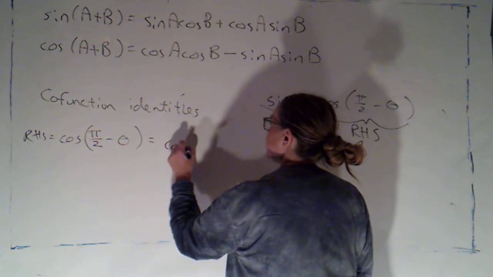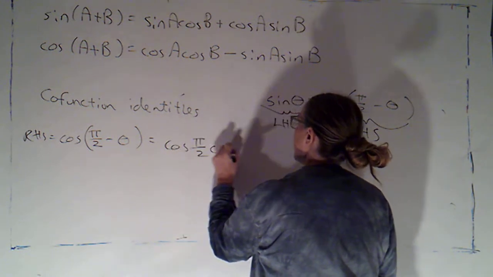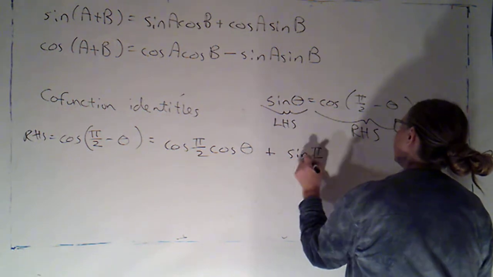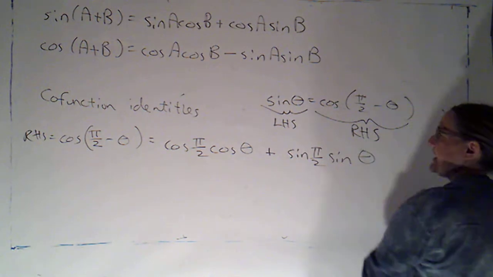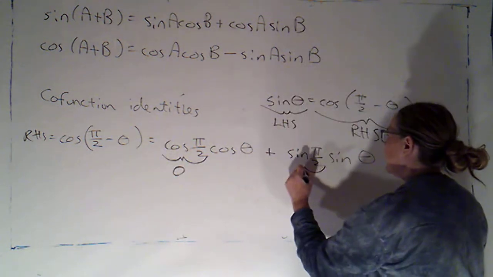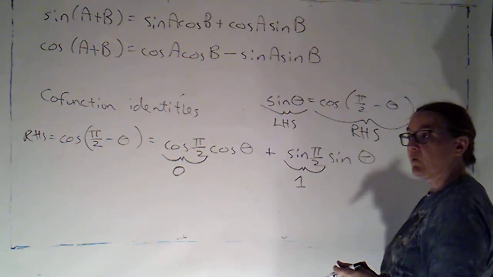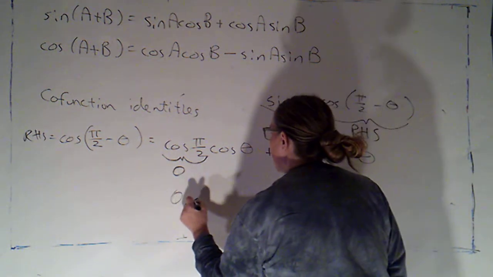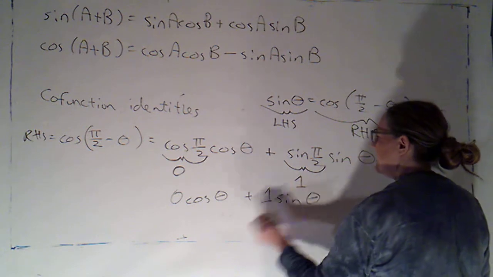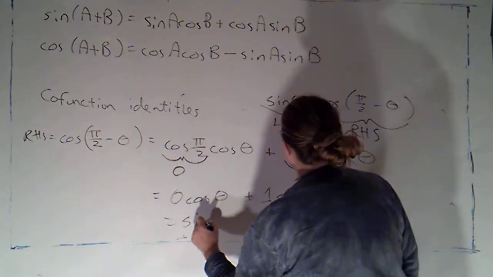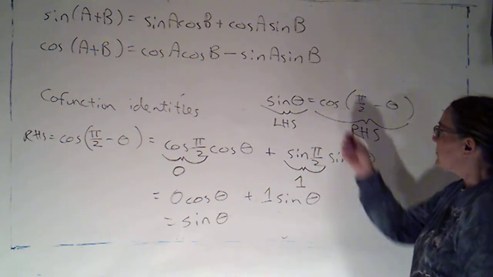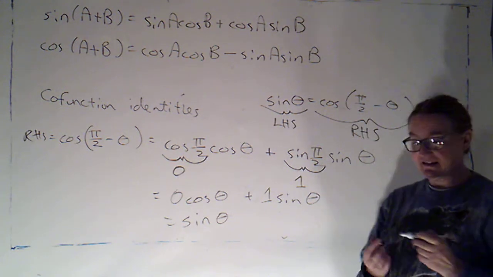Okay. So I can say this is cosine of pi over 2 cosine of theta plus sine of pi over 2 sine of theta. But cosine of pi over 2 is 0, and sine of pi over 2 is 1. So I get 0 copies of cosine theta plus 1 copy of sine theta, and that's just sine theta. So we're able to prove that cofunction identity as well.